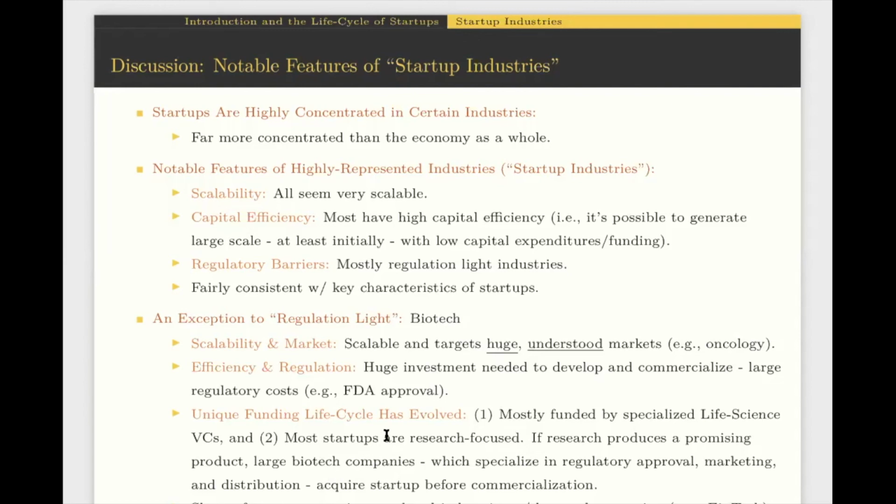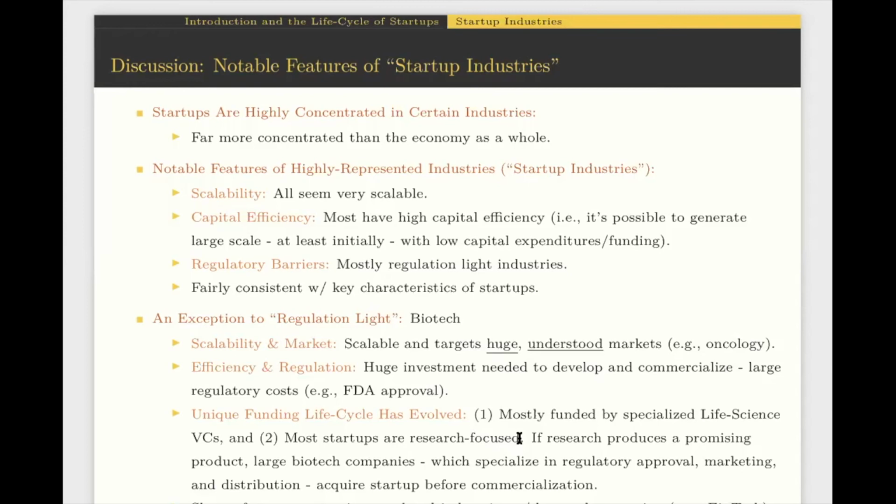And the reason is that once you resolve enough product uncertainty, you have sufficiently little uncertainty left that it becomes easier to exit an investment. And it also makes sense within this sector that you would have large established companies buying the research-focused companies once they show that their research has been successful.